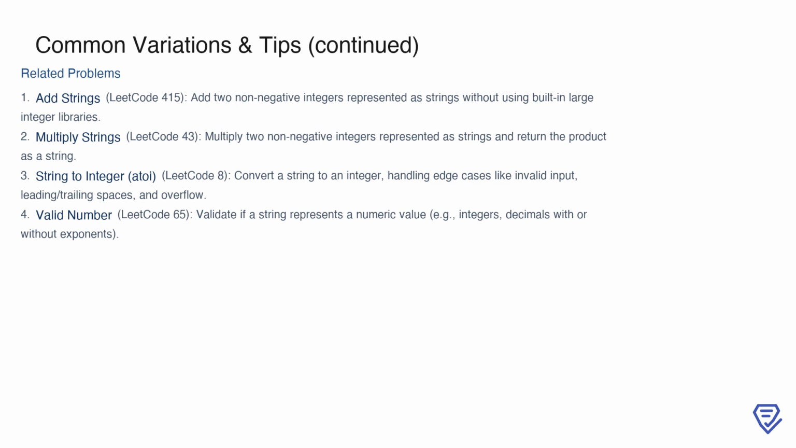The string-to-integer problem, often referred to as atoi, involves converting a string into an integer while handling edge cases such as invalid inputs, leading or trailing spaces, and potential overflow. Finally, the valid number problem focuses on determining whether a given string represents a numeric value, which might include integers, decimals, or even numbers with exponents. Familiarizing yourself with these problems can help you recognize common patterns and strategies for solving them.